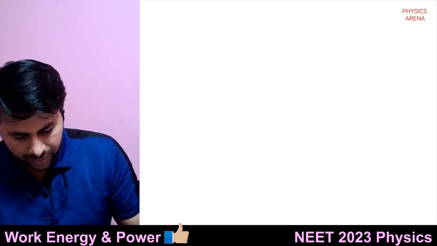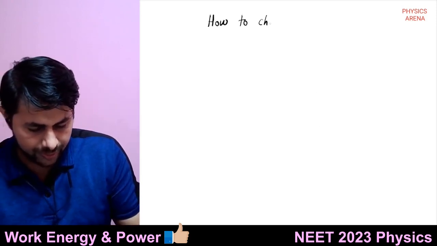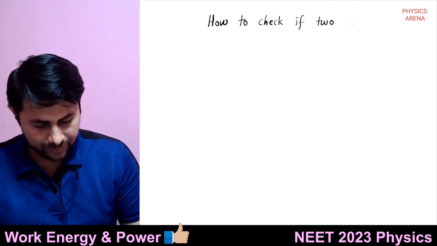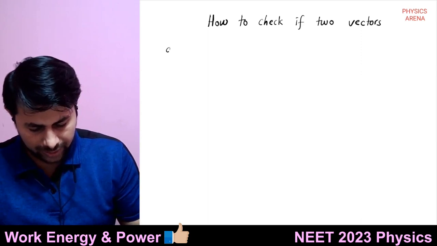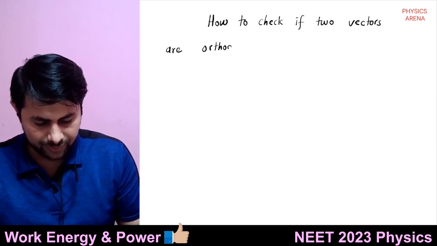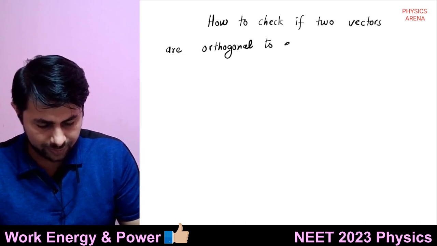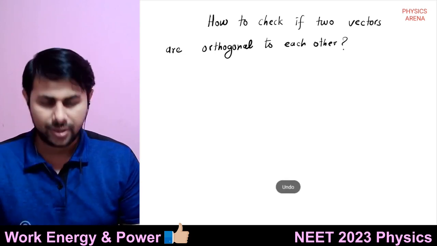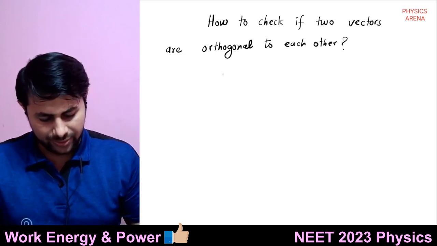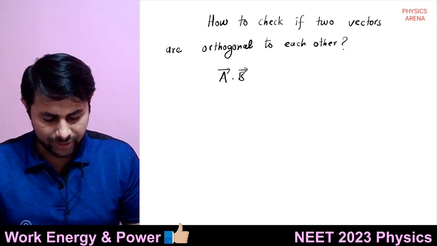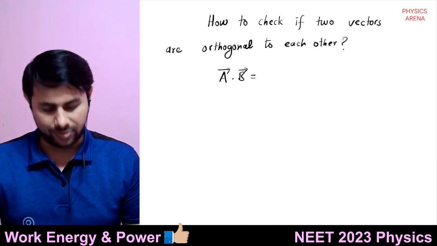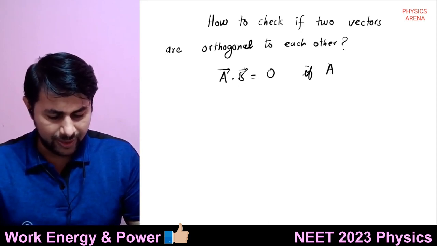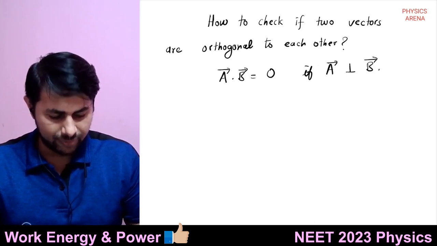Is it clear? How to check if two vectors are perpendicular to each other, if two vectors are orthogonal to each other? How will you check? So if two vectors are perpendicular to each other, okay, let's suppose A bar and B bar are perpendicular to each other, then their dot product is equal to 0. Okay, so A bar dot B bar is 0 if A bar is perpendicular to B bar.